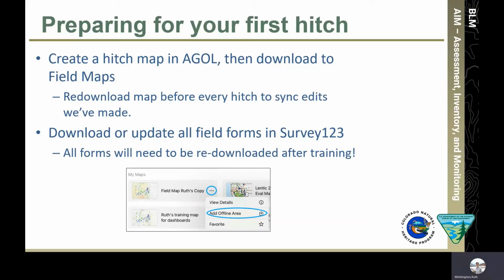To go over just a few of these items, first you will need to download a map and field maps for offline use. You can do this directly from the field map shared to the BLM AIM Lentic group, or from a field map filtered to just the points you'll visit during this hitch. This step will need to be completed for every hitch, even if you are returning to the same area.